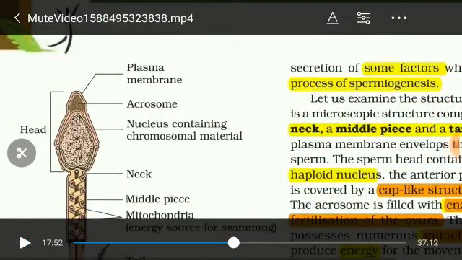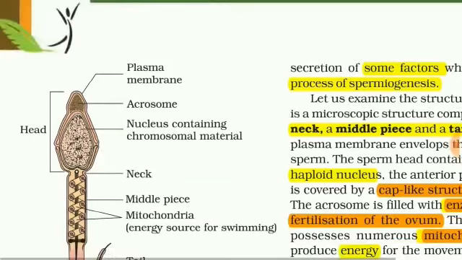Hormones are produced in the hypothalamus region, that is GnRH, gonadotrophin releasing hormone, which induces the pituitary to produce two hormones, LH and FSH. LH is luteinizing hormone, FSH is follicle stimulating hormone. LH is useful for the development of sperm, and FSH is useful for providing nutrition to the sperm.